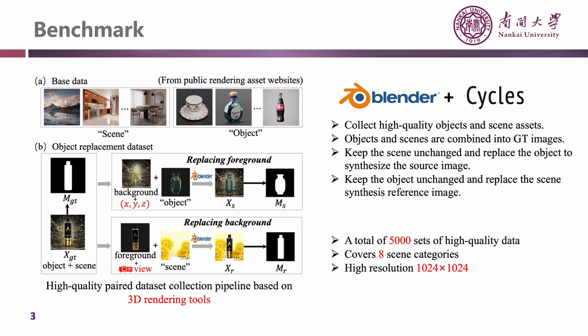We first collect high-quality objects and scene assets from public rendering asset websites. Then, objects and scenes are combined into ground truth images. Keep the scene unchanged and replace the object to synthesize the source image. Keep the object unchanged and replace the scene to synthesize the reference image. Finally, we obtain 5,000 pairs of data, which constitute Replace-5K.